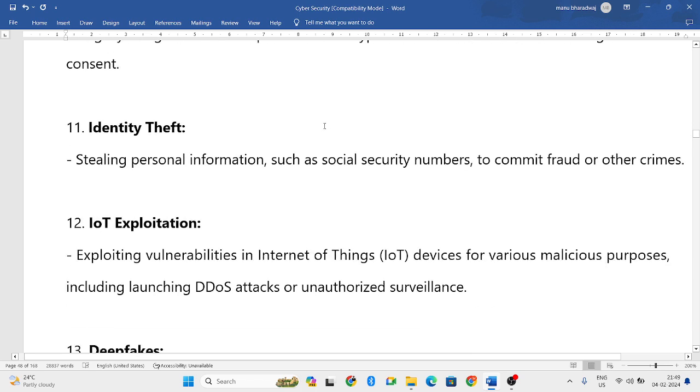Next is identity theft. What they do is steal someone's personal information, and using that personal information they misuse it and commit a crime. That is identity theft.